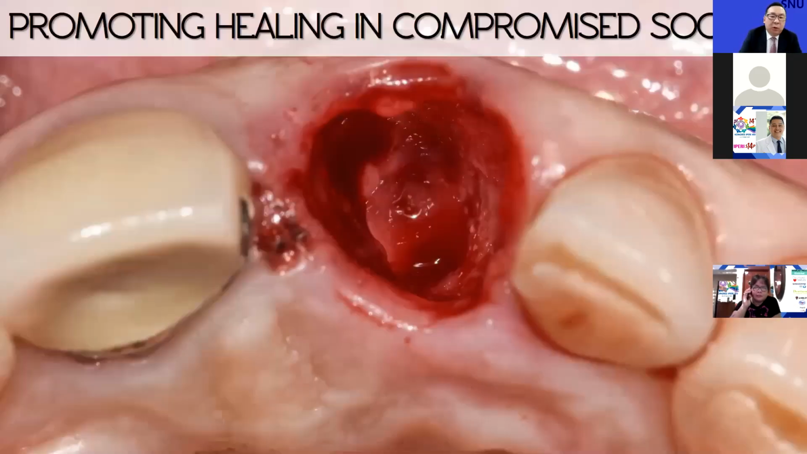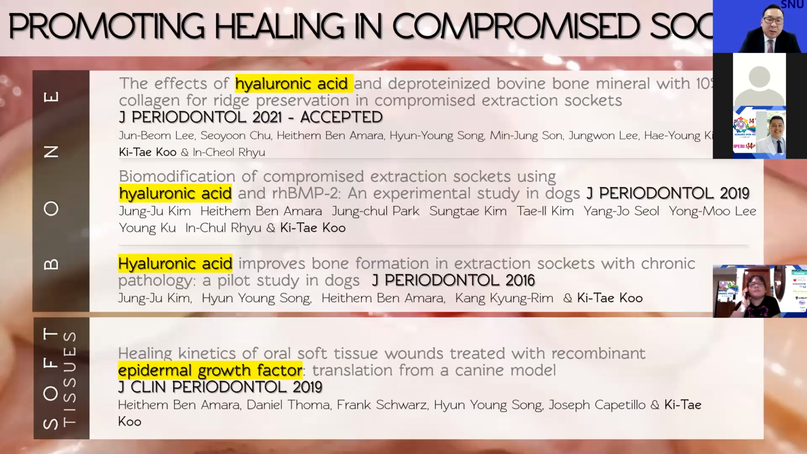So before ending, another way to enhance the predictability would be to use growth factors maybe. So we have been doing some research, and we have been working with hyaluronic acid for about 5 years now, and we are seeing very, very promising results. However, we have not transitioned to the human trials, but we have data in animals, in dogs, and it's very, very promising.